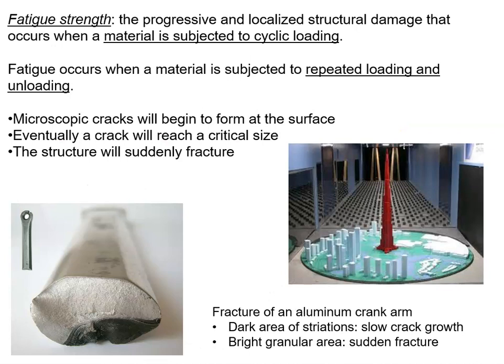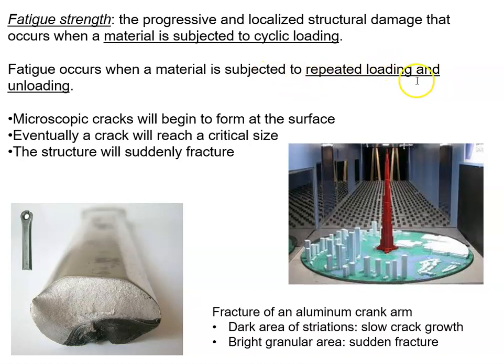All right, fatigue strength. This is the progressive and localized structural damage that occurs when a material is subjected to cyclical loading. I always think about the chair in IKEA that has that hydraulic press on it again and again, to show that you could stand up and sit down in this chair 1,000 times and it'll be just fine. That's cyclical loading, when things are happening again and again, and fatigue strength is what will fight that.